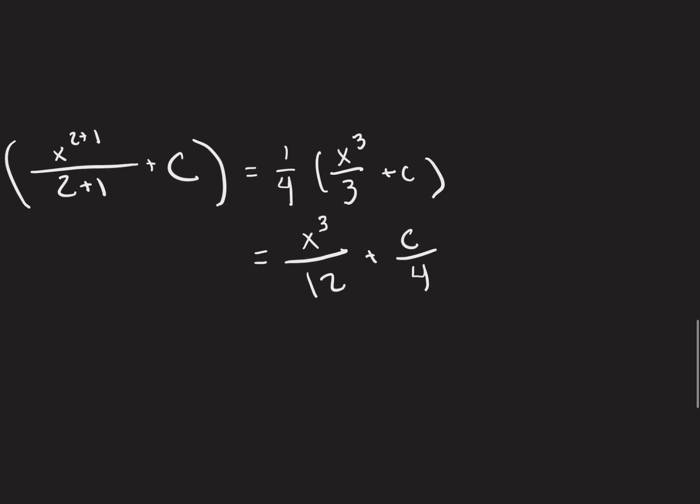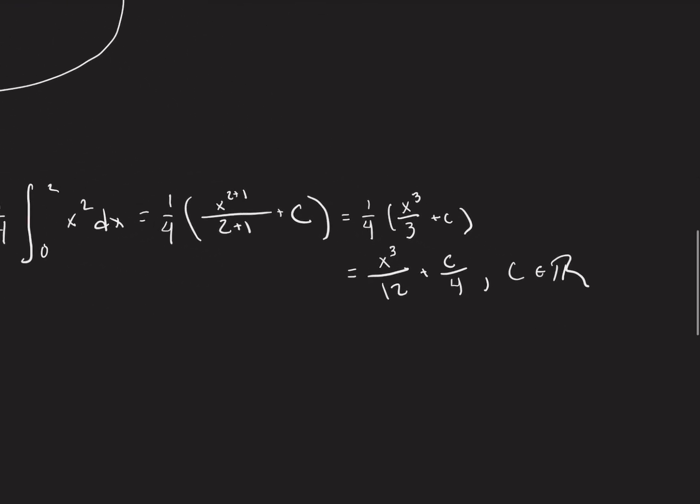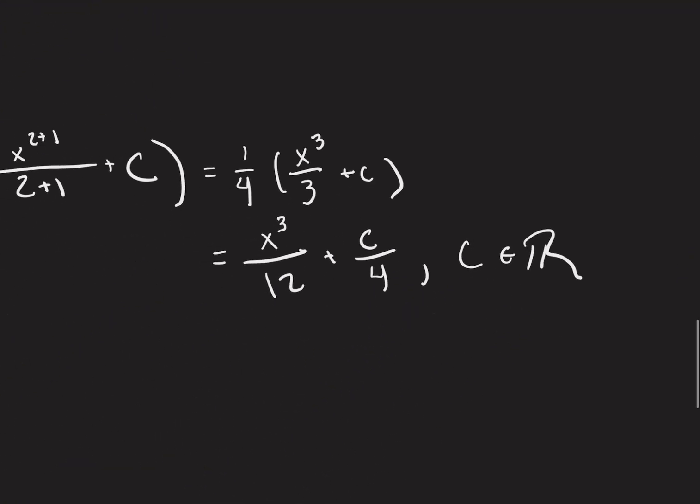Okay, that's your antiderivative. And c equals all real numbers. It could be any real number. It could be 100, it could be 1,000, it could be 2,000, it could be a million, it could be a trillion, or it could be any number as long as it's a constant.